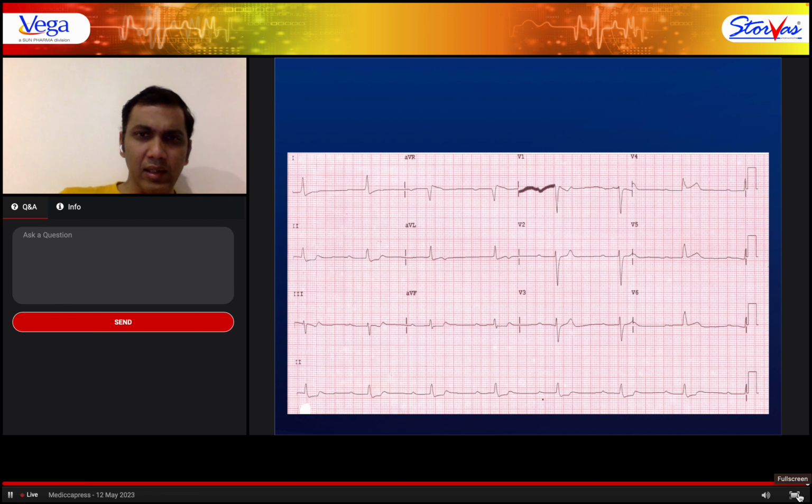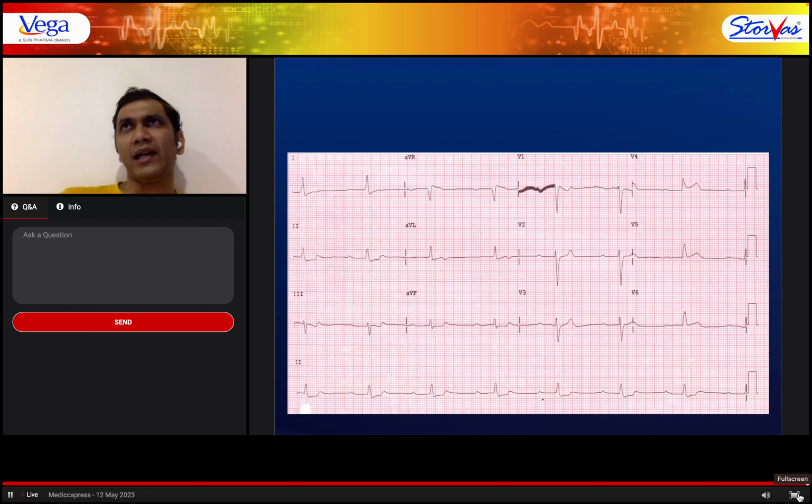Now, if you take a look at the ECG, you can appreciate the fact that the P waves seen in the ECG have a normal axis. The QRS would be normal. Every P wave is followed by a QRS. But what is abnormal is that the PR interval seems to be prolonged. So that's what possibly is present in this particular athlete.